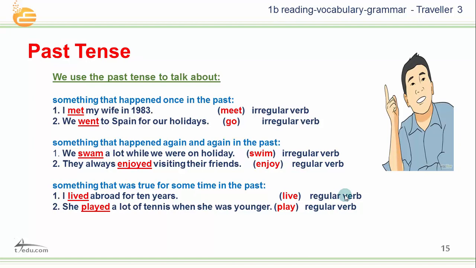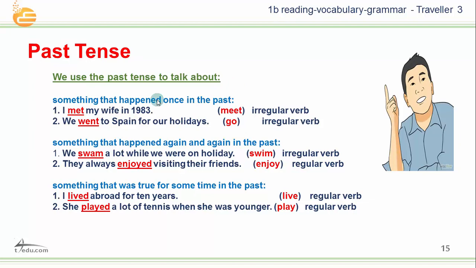Now let's remember the simple past. The simple past, we use it to talk about something that happened once in the past. Like I went to Jeddah last year, or I bought a car in 2005, and so on. And most of the time you have adverbs like last week, last month, last year, 2 years ago, 5 years ago, yesterday, in 2007, in 2010, and so on.